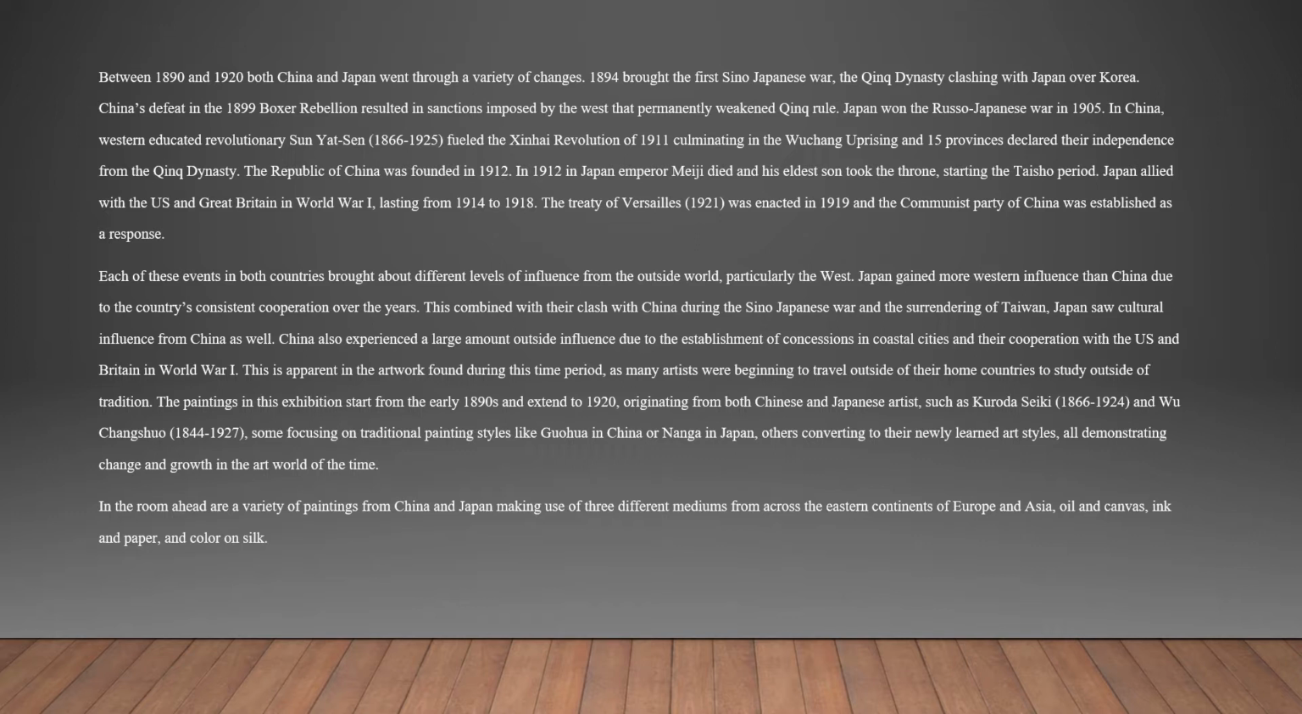1894 brought the First Sino-Japanese War, the Qing dynasty clashing with Japan over Korea. China's defeat in the 1899 Boxer Rebellion resulted in sanctions imposed by the West that permanently weakened Qing rule. Japan won the Russo-Japanese War in 1905.